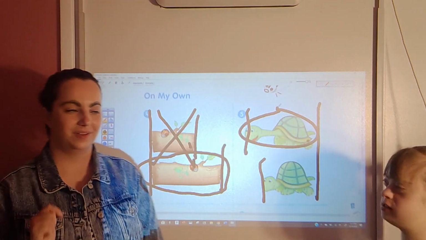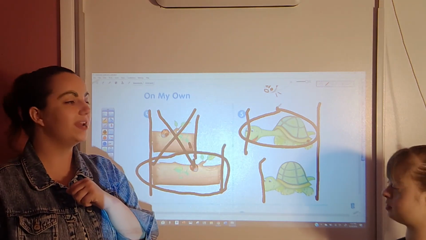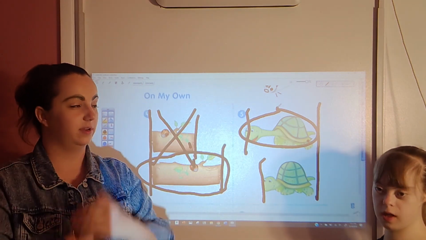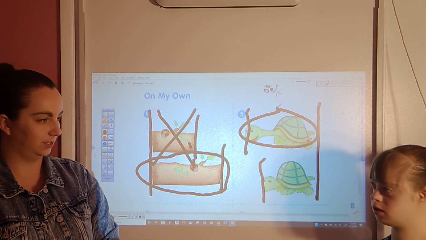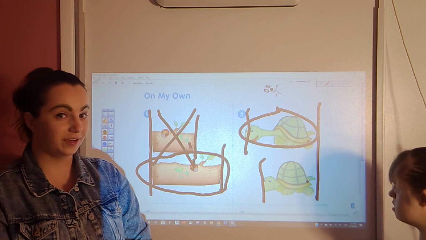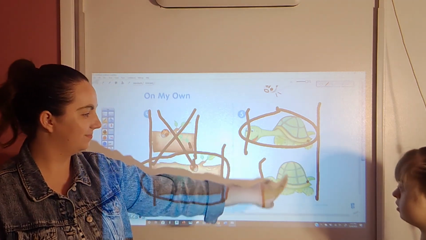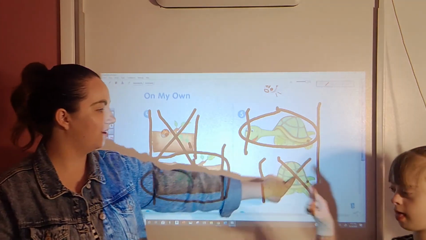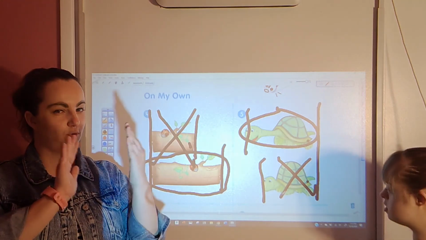Nice job. If that turtle's longer, which turtle is shorter? Not as long across. Which one? Yes, that turtle is shorter. So we're going to go ahead, draw an X on that turtle because he's shorter.